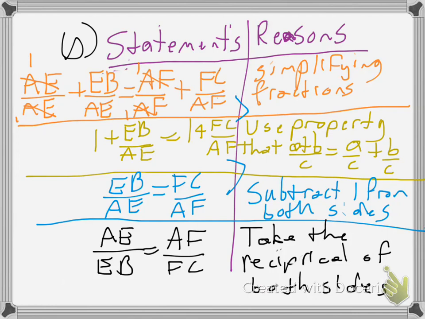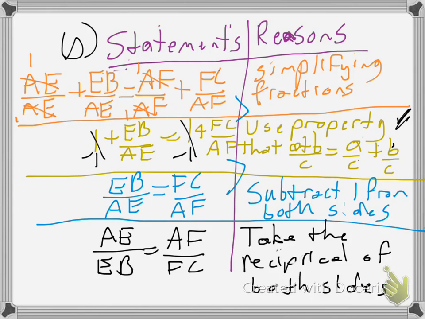I'm simplifying that same fraction because you can write it. And if you look at this property, A plus B over C is the same thing as A over C plus B over C. And you notice we cancel out AF and AF, you get 1. AE and AE get 1. And then we're able to get 1 plus EB over AE equals 1 plus FC over AF. And right there, my next step is I'm going to subtract 1 from both sides, and I'm able to get rid of my 1's, and I get EB over AE and FC over AF. Subtract 1 from both sides.